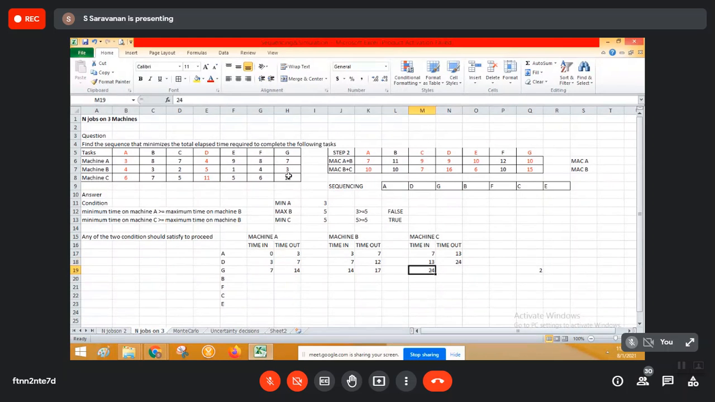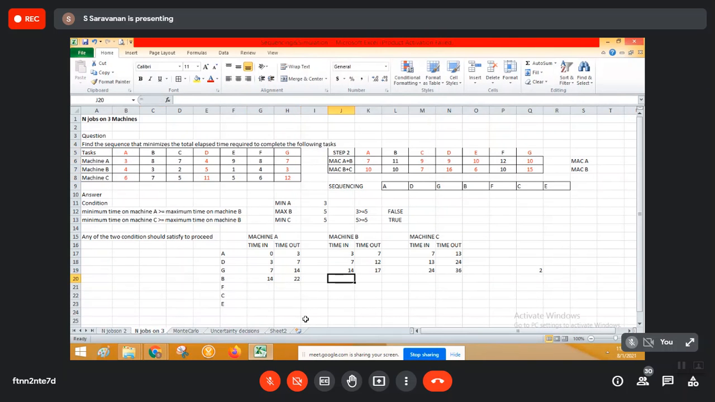So 24 plus, what is the activity taken? G, 12 minutes. So 12 minutes, 36 minutes. So the activity G is completed. Okay, right. So what is the next activity? B. So now the machine can take the activity at 14, B. So it is taking 8 minutes. So 14 plus 8, 22.